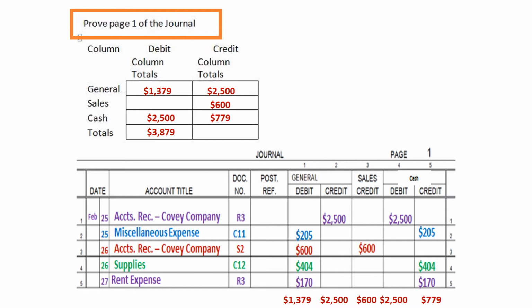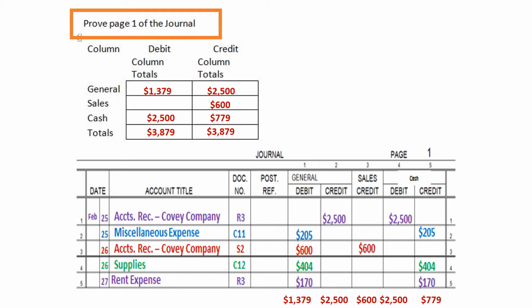I'm going to take my credit column totals now, and add 2,500, 600, and 779. I'm going to add them up, ring them up, and by the magic of accounting, these two numbers should match. If they do not match, you have done something wrong in the above transactions and you need to go back and fix it. Do not pass go, do not collect $200. Do not do anything else until those two numbers are equal.